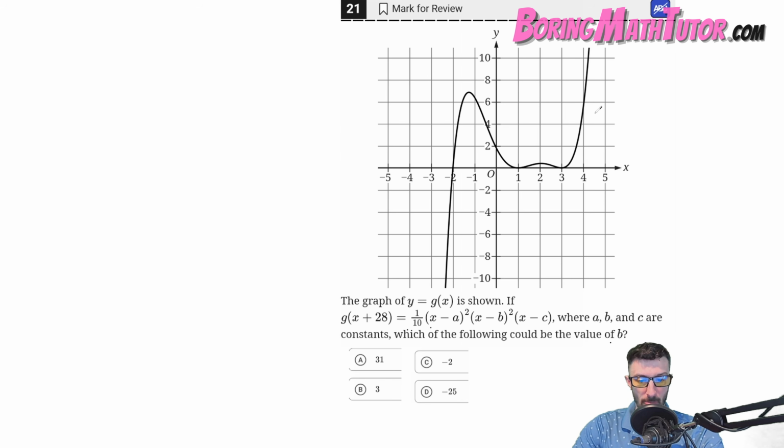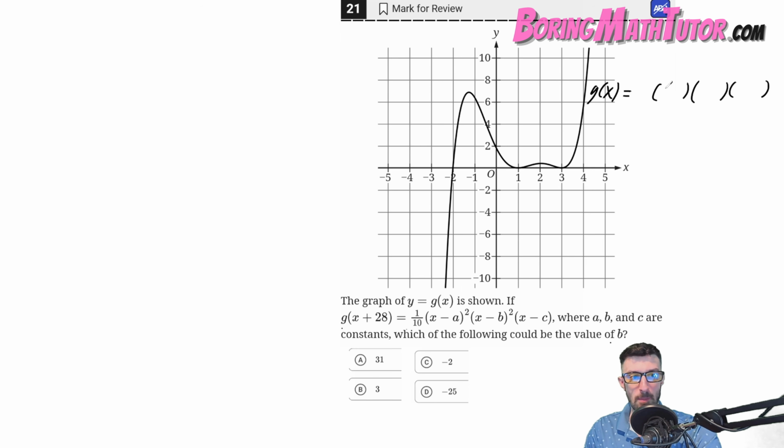Here they're giving us the graph of g of x. And then they're saying g of x plus 28 has some sort of equation. But I could also come up with the equation for g of x right now, and it's going to look like this. So let's start off by setting up those parentheses.